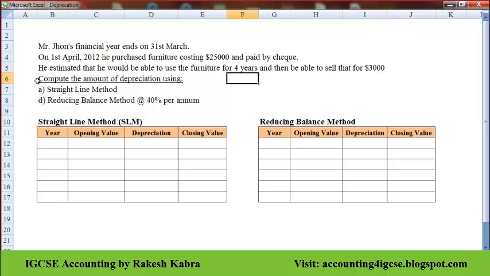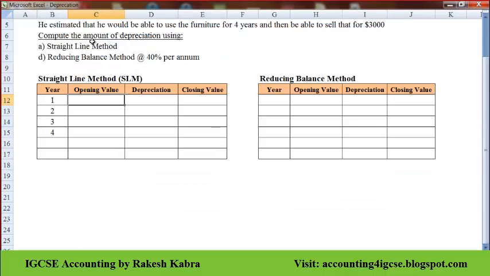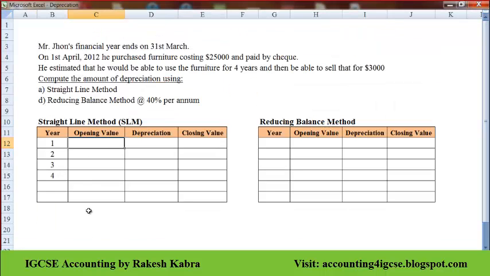Now see what is asked. Compute the amount of depreciation, first using the straight line method, and then using the reducing balance method. First I am going to explain the straight line method. In the straight line method, first I will take the years: year first, year second, year third, and year fourth. This furniture will be useful for 4 years, so these are the 4 years. Mr. John bought the furniture, and it will be useful for 4 years.